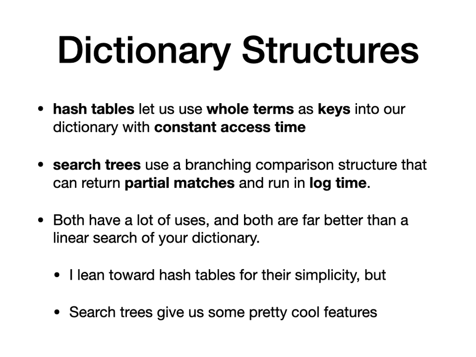Whereas search trees use this branching comparison structure that can do some neat things like return partial matching, and they'll run in log time. There's no idea of collisions in search trees, especially if we're using a carefully constructed one. So search trees will always give you log runtime, and they enable some other interesting little tricks. So both are useful. Both are implemented kind of everywhere that you might find them, but for different purposes and in different ways. I lean towards the hash tables, of course, but search trees give some cool features.